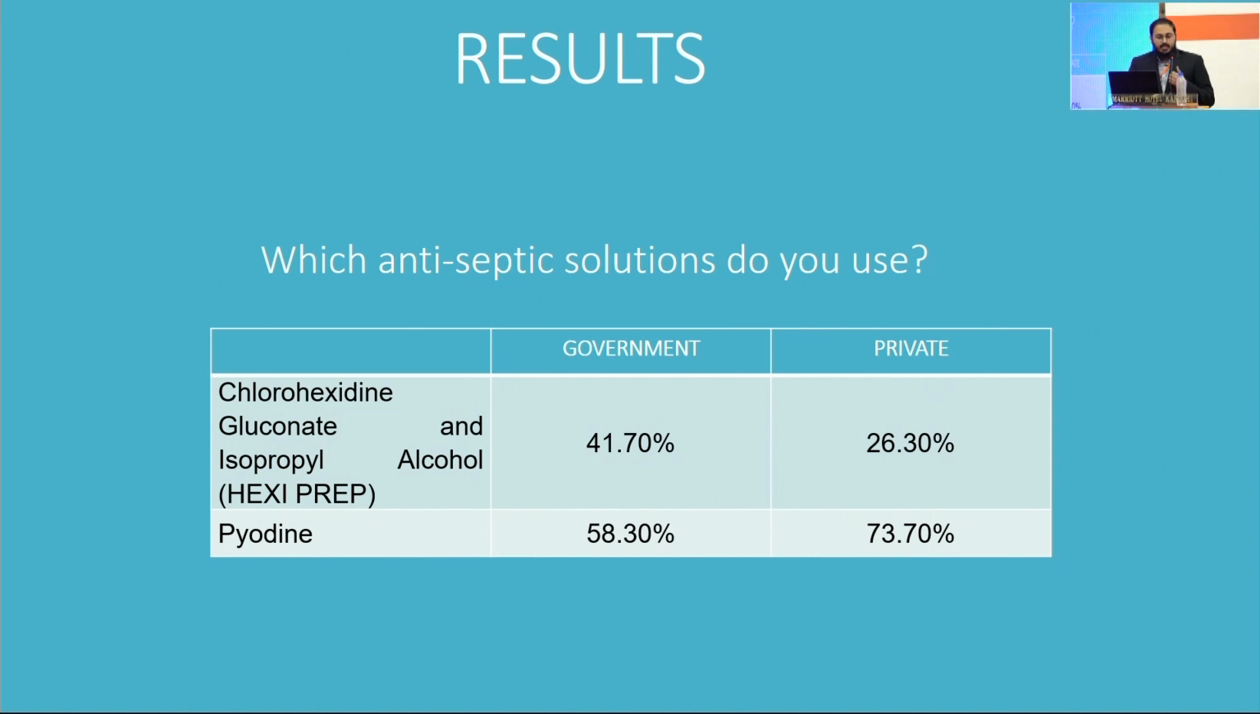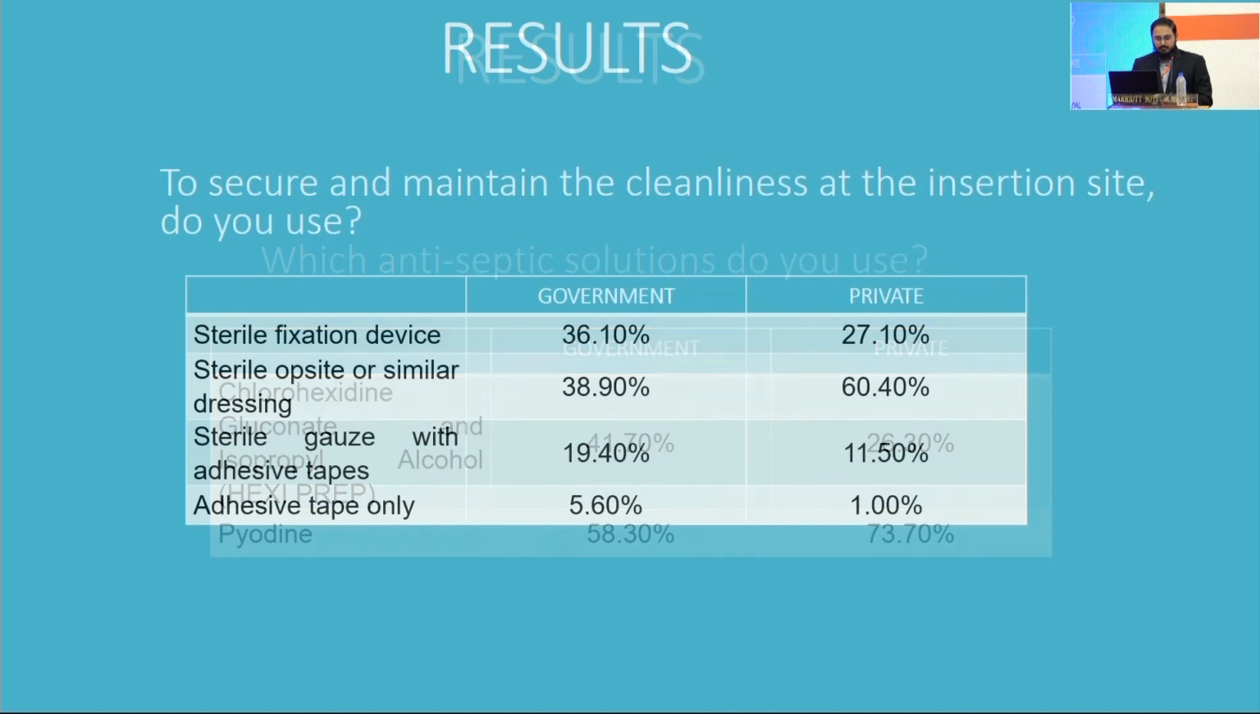So in government setup, 41.7% say that they use HexiPrep while creating a sterile field, and 58.3% say they use povidone-iodine. And in private setup, 26.3% use HexiPrep, and 73.7% use povidone-iodine.